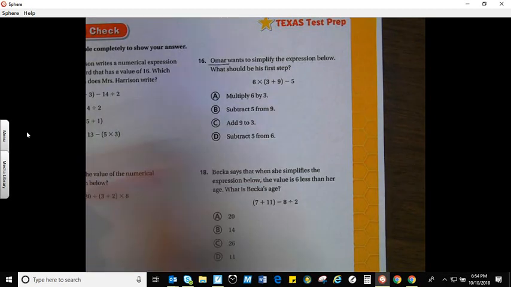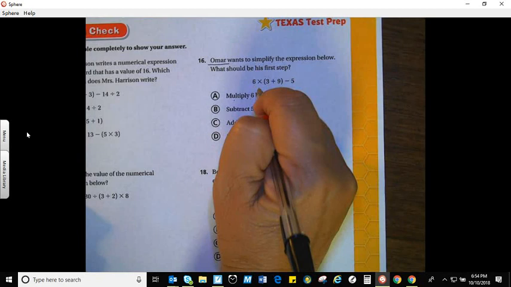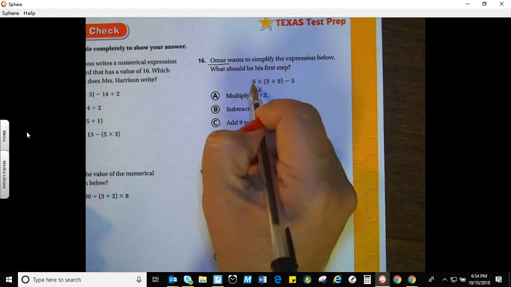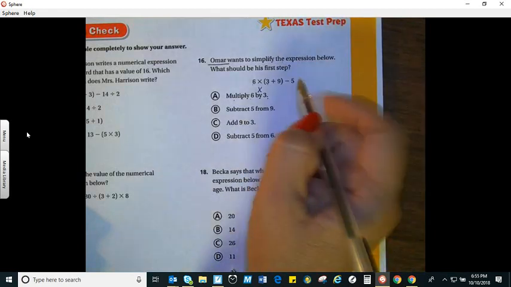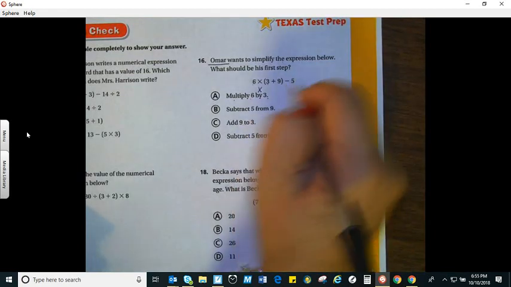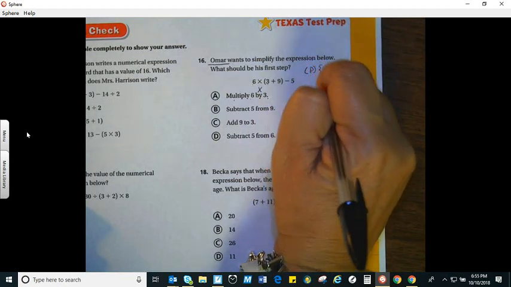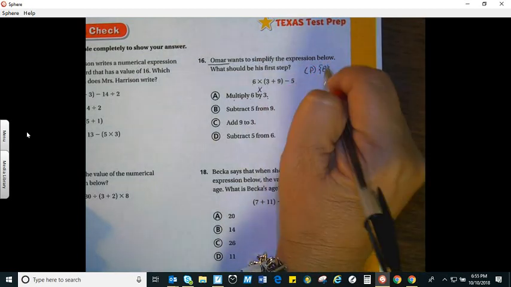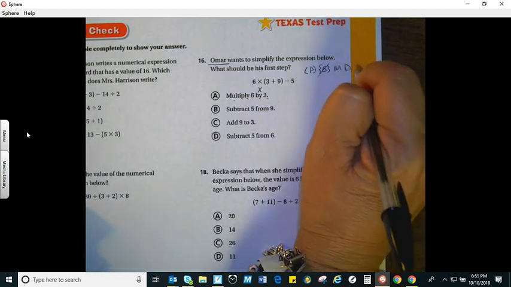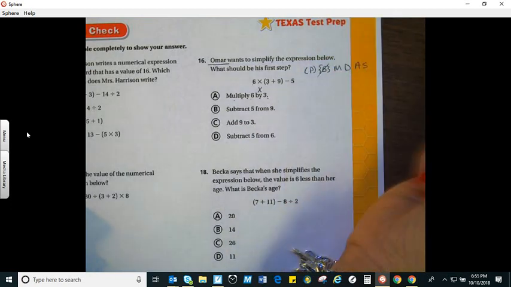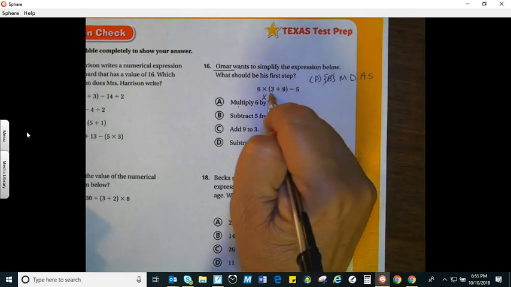So, am I going to multiply 6 times 3? The by means times. So am I going to do 6 times 3? No, because what did we say the first things first that we needed to do? We have to do parentheses. If there are any brackets, well, there's no brackets, so we don't need to worry about that. Multiply or divide, add or subtract. Okay? Well, we have parentheses. What's inside the parentheses then?